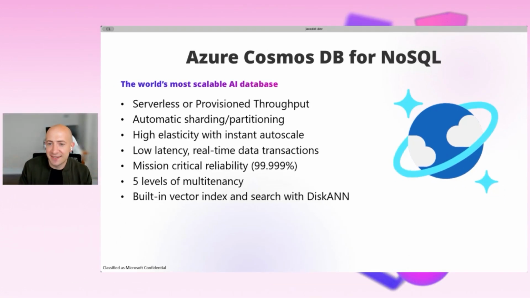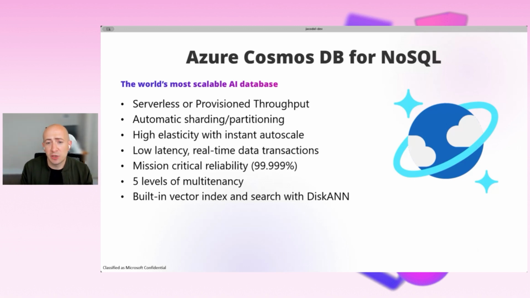Cosmos DB also features high elasticity with instant autoscale. So Cosmos DB scales out as your demand increases and then scales back in as your demand decreases. It features low latency with real-time data transactions, under 10 millisecond latency for point reads and writes. We have high availability where you can maintain reliability of 5 nines, which is really world-leading, world-class. It also offers 5 levels of multi-tenancy built into the database, everything from logical separation of your tenants or users at a logical partition level, all the way up to separate containers and databases and resources as well.